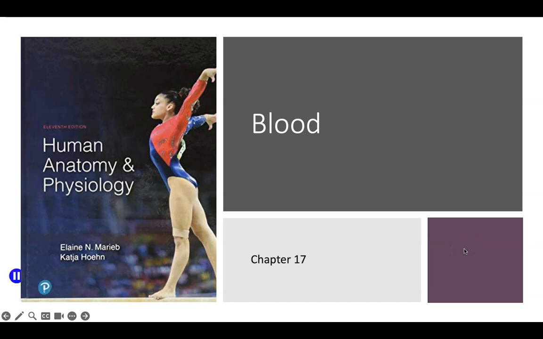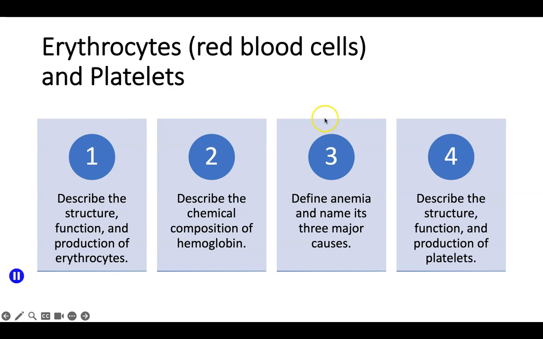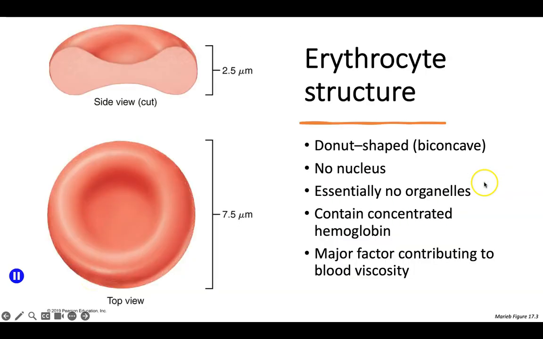In this video, I'll be continuing a review of Chapter 17 of Human Anatomy and Physiology 11th edition. This chapter focuses on the blood. In this video, we'll continue by looking at the erythrocytes and the platelets. We'll look at their structures, functions, and compositions.